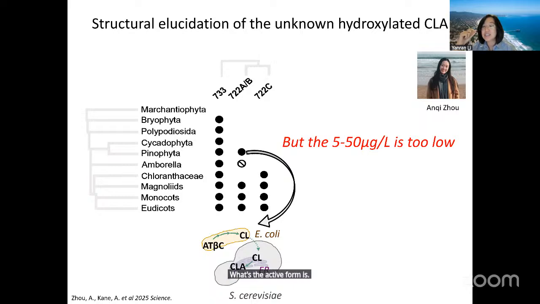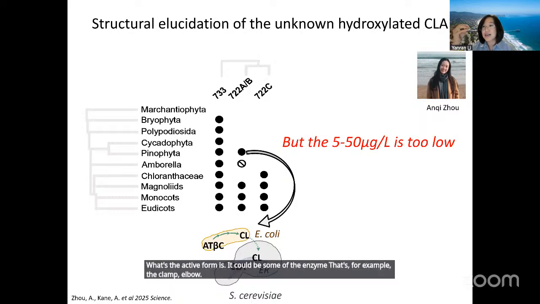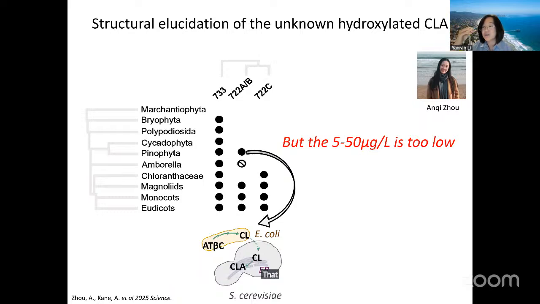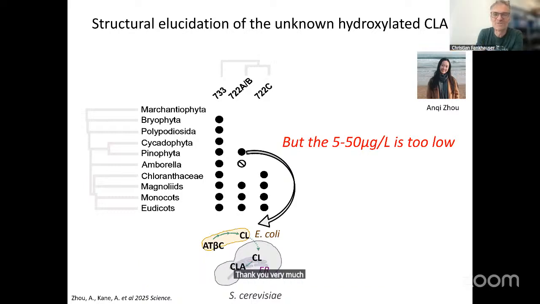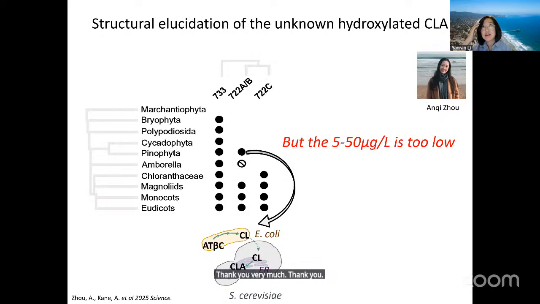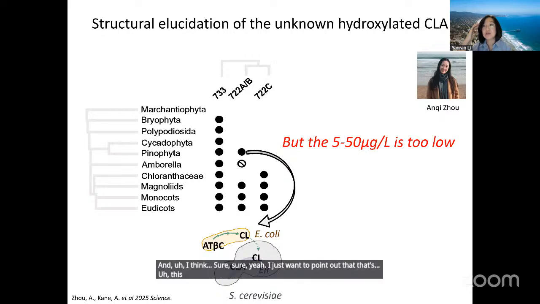It could be some of the enzymes, for example, the CLAMP and ELBOW, that further convert them into those non-canonical strigolactones that function both as signaling and a hormone. That's our hypothesis right now. But again, it's very, very early. It's just all guesses. And thank you very much. Sure. I just want to point out that this field still has a lot of questions to be answered at this point.